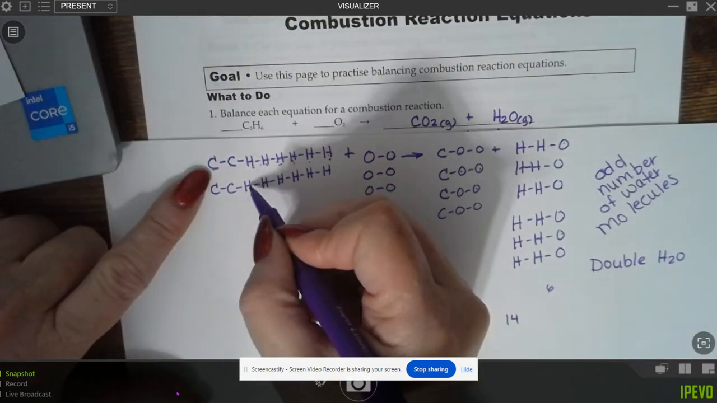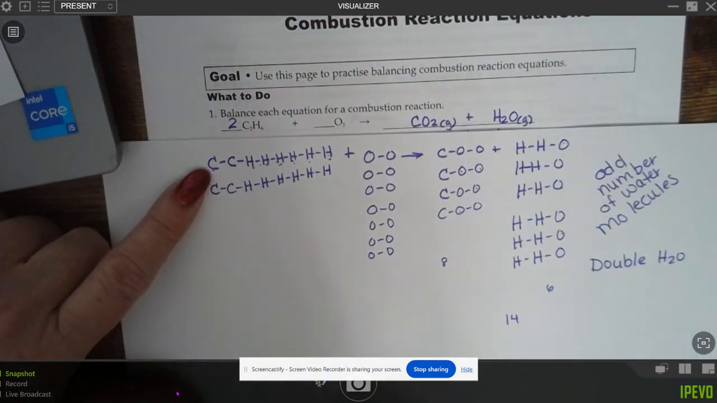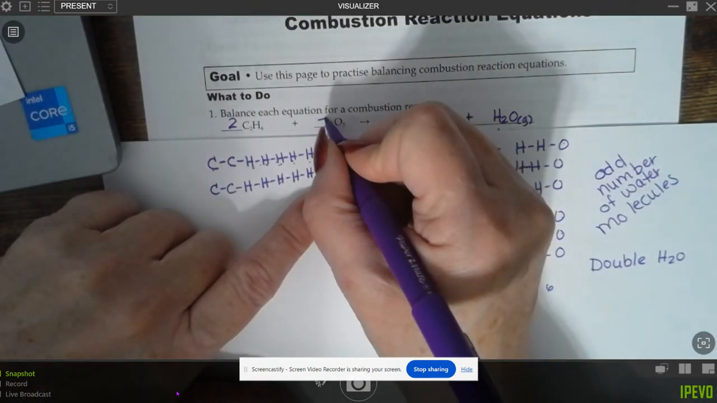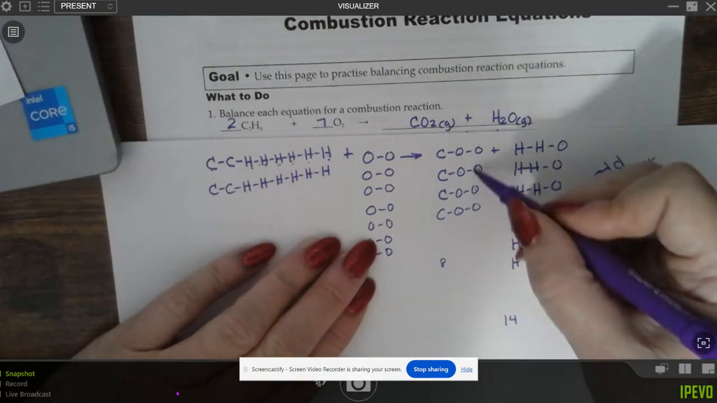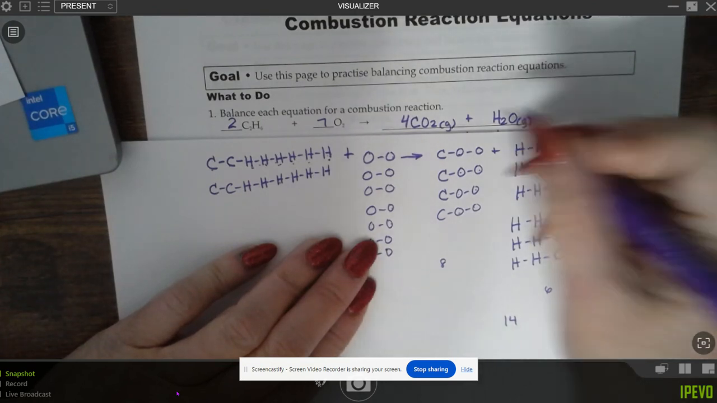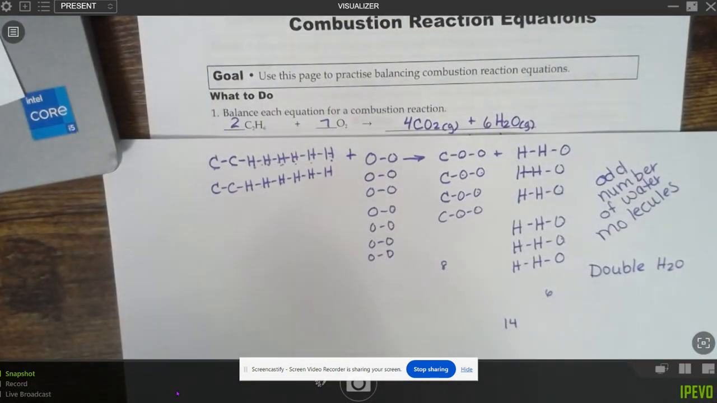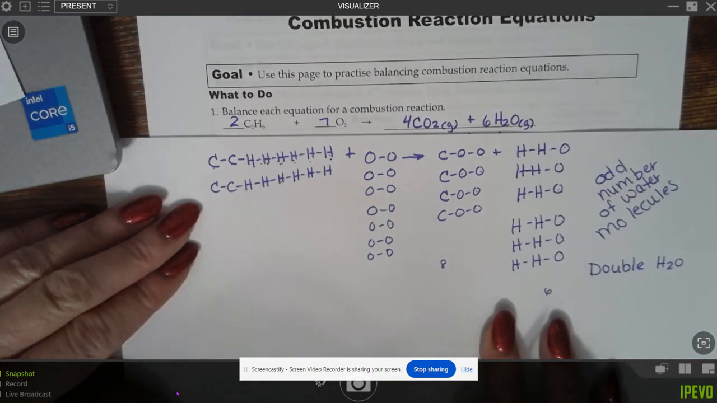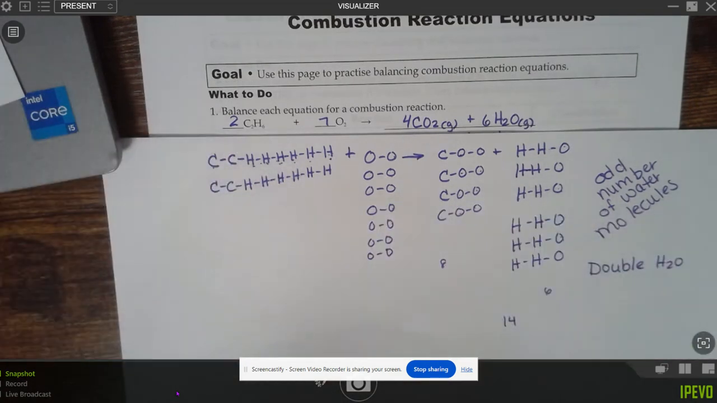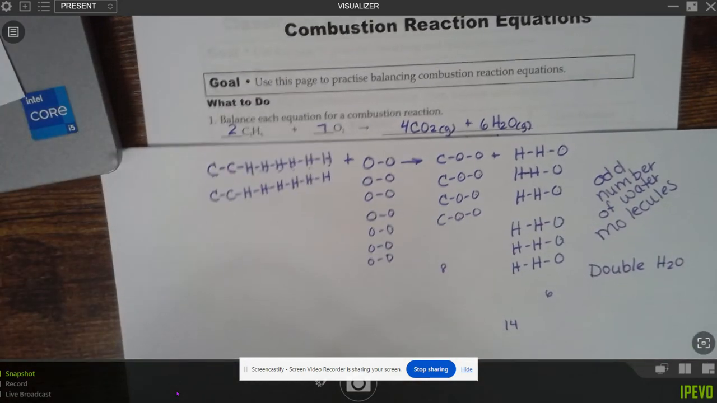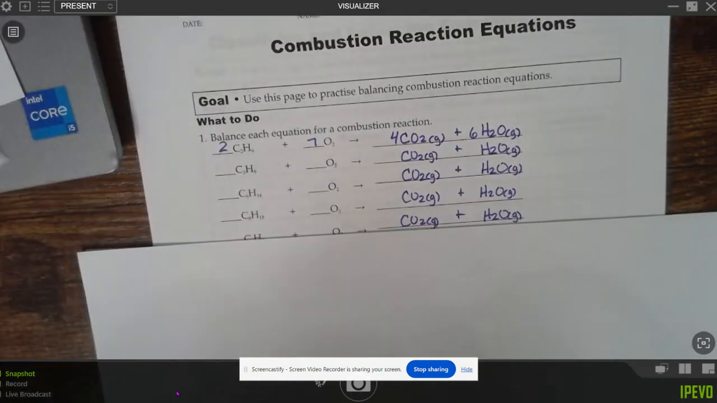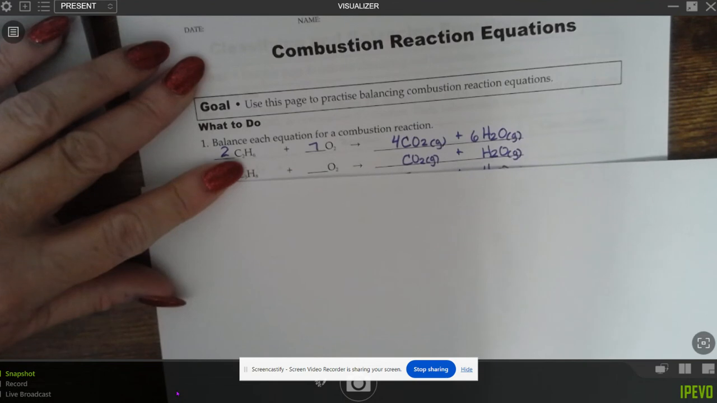So it took me 2 C2H6s, 1, 2, 3, 4, 5, 6, 7 O2s, 1, 2, 3, 4 CO2s, and 1, 2, 3, 4, 5, 6 H2Os. Okay, and this is why this method is not the best for combustion, because you take a whole sheet of paper to balance an equation. Okay, so I'm going to show you the rest of these using what I call the tally method.